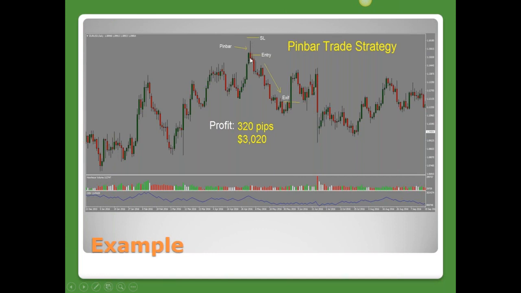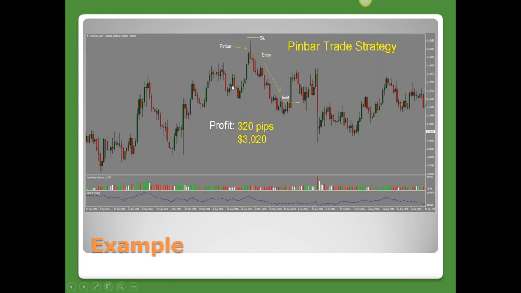And this is where you can either wait for a bit of a pullback or you can just enter at the bottom of the pin bar close here. And as always, your stop loss would go above the pin, so give it a few pips, and then you enter the trade. It's a short trade, so you're looking to sell here.